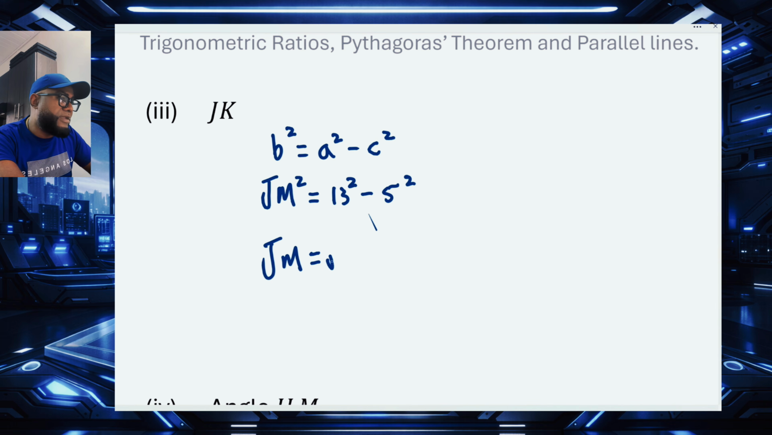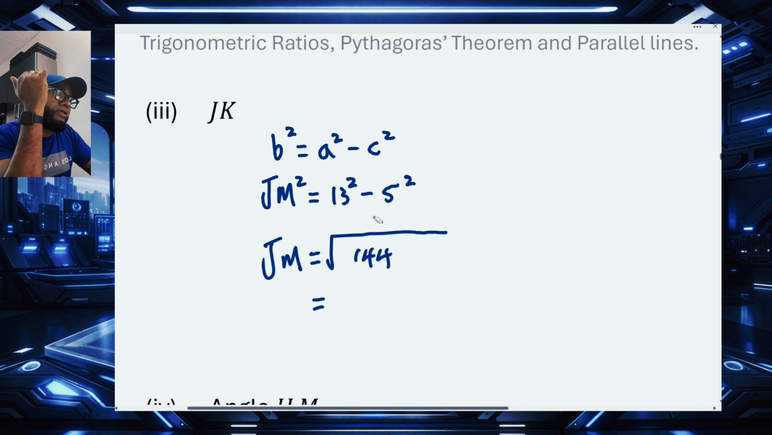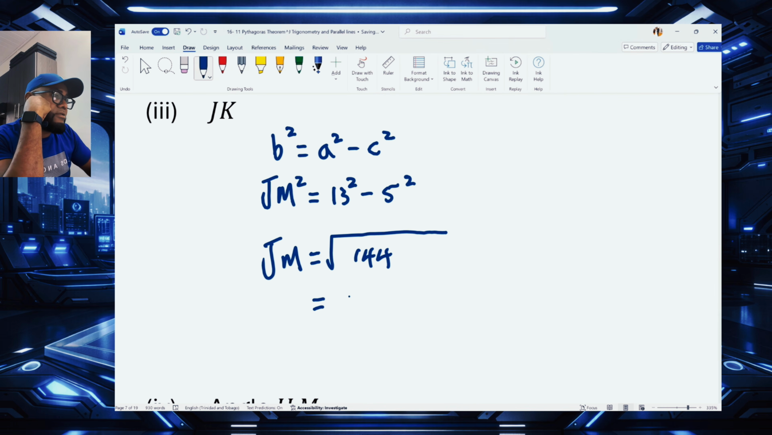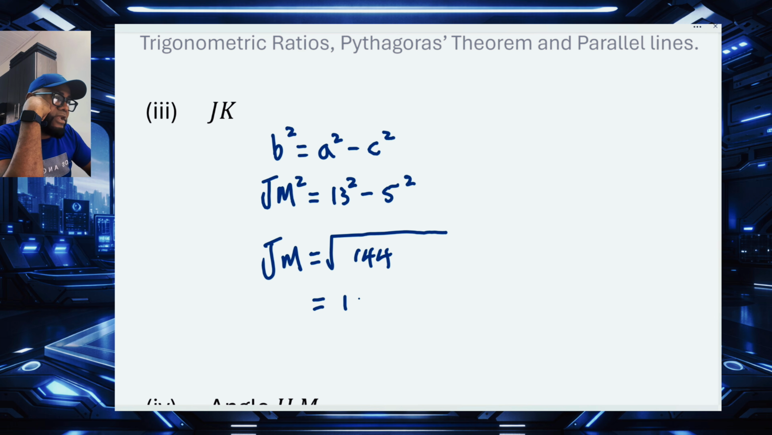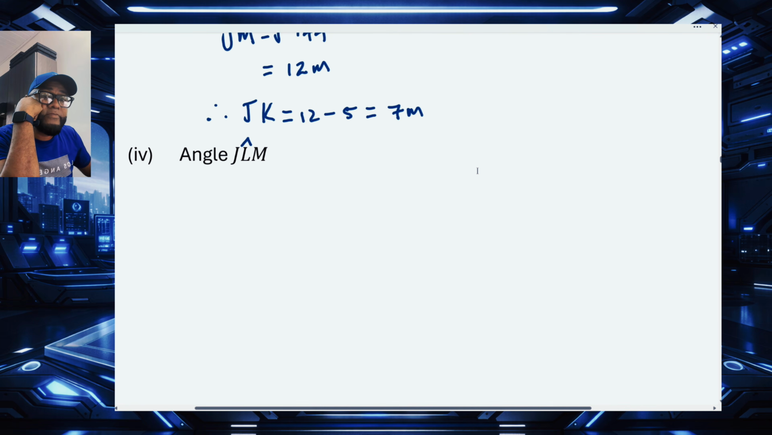So JM will be equal to the square root of what? 169 minus 25, you had a minus. So that would be 144, and the square root is 12. 12 meters is JM. Therefore, JK will be equal to 12 minus what? 5. Which is 7.